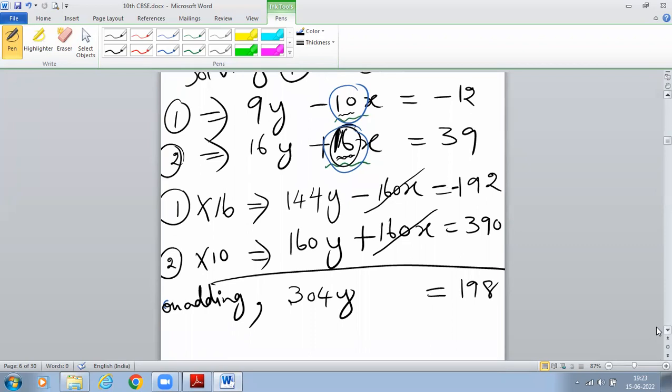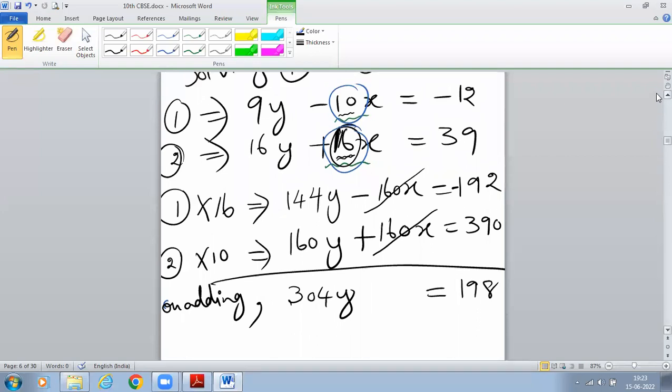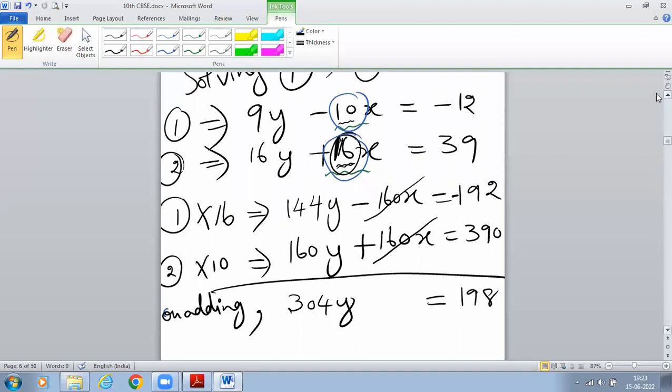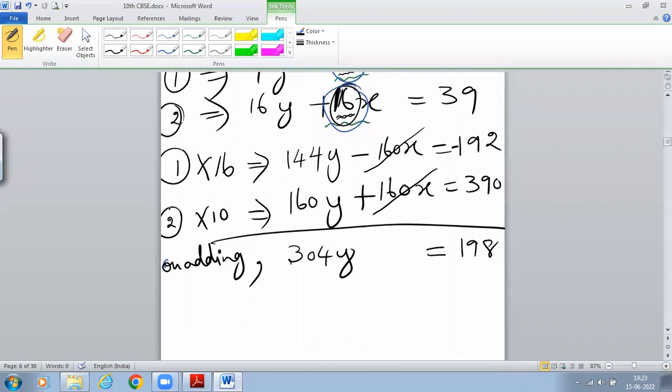Now we can find the value of y in the next step. Shall I proceed, ma? Or have you tried? Yes, sir. Okay, now I'll proceed. Listen carefully. Now we have to find the value of y, right? For that, 304 into y is there. There is multiplication between the number and the variable. So this 304, which is in multiplication, when taken to the opposite side, becomes division. So y is equal to 198 divided by 304.